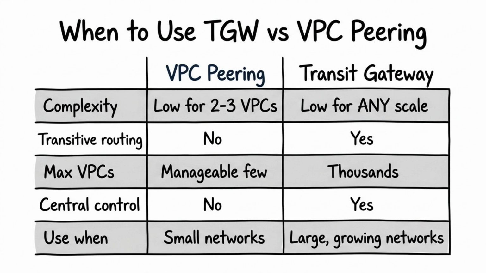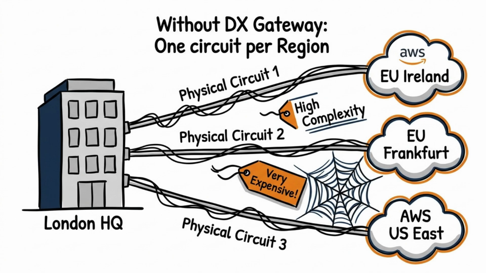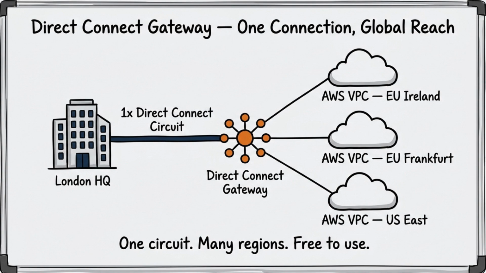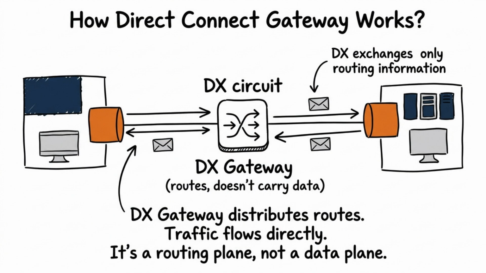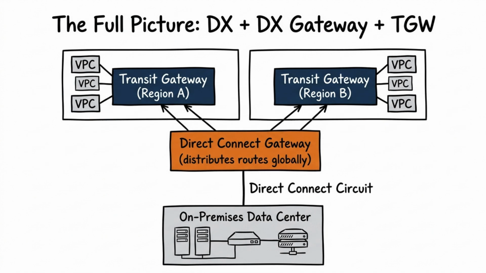Here's one more challenge for the enterprise crowd. Your Direct Connect circuit connects to one AWS region, but your workloads span multiple regions. Do you need a separate physical circuit for each region? That would be very expensive. Direct Connect Gateway solves this. It's a globally available, free-to-use routing service that lets you associate a single Direct Connect connection with VPCs across multiple AWS regions from a single point of management. Data doesn't flow through the gateway itself, it only distributes routing information.